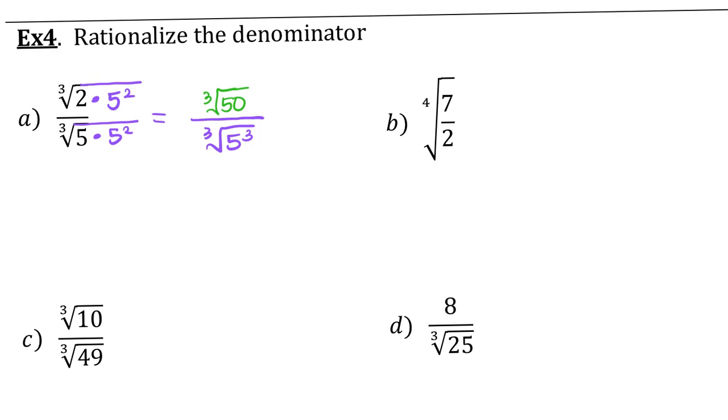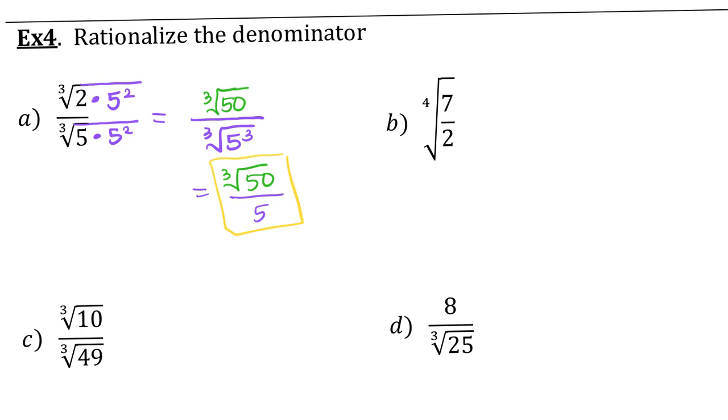Okay, now what do I got? The third root of 50 is not going to simplify because it's 2 times 5 to the second. The third root of 5 to the third is 5. So this is rationalized because there's no longer a radical on the bottom. Okay, let's try another one.